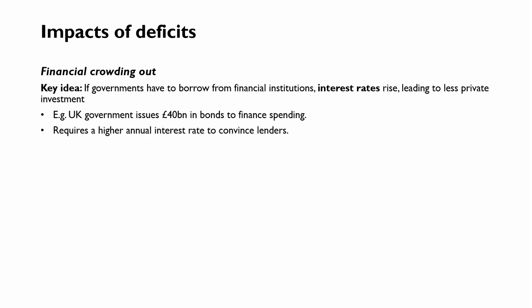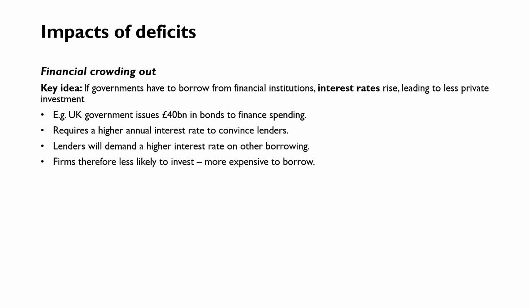In order to convince lenders to buy those bonds and lend the money, they're going to have to offer a higher interest rate. The problem is if those lenders know they can get that high interest rate on bonds, they're going to demand the same interest rate on other borrowing. Otherwise, why bother? They might as well just buy the bonds. And that means firms are less likely to invest because the cost of borrowing has just gone up.